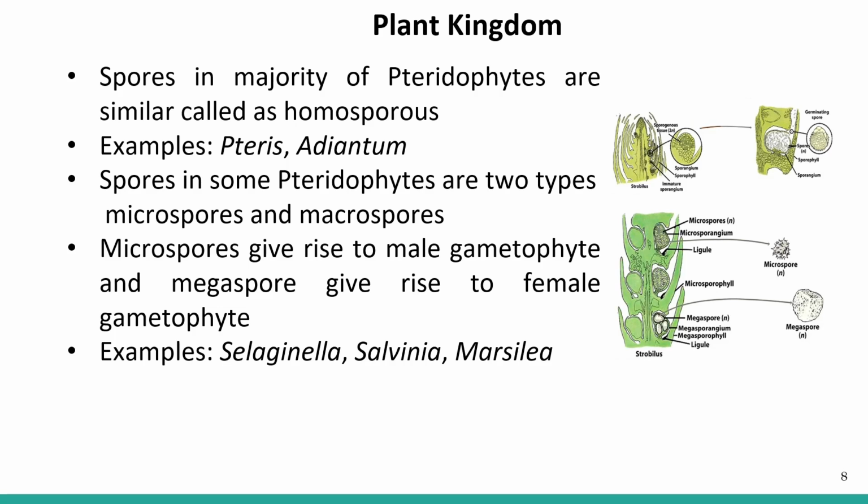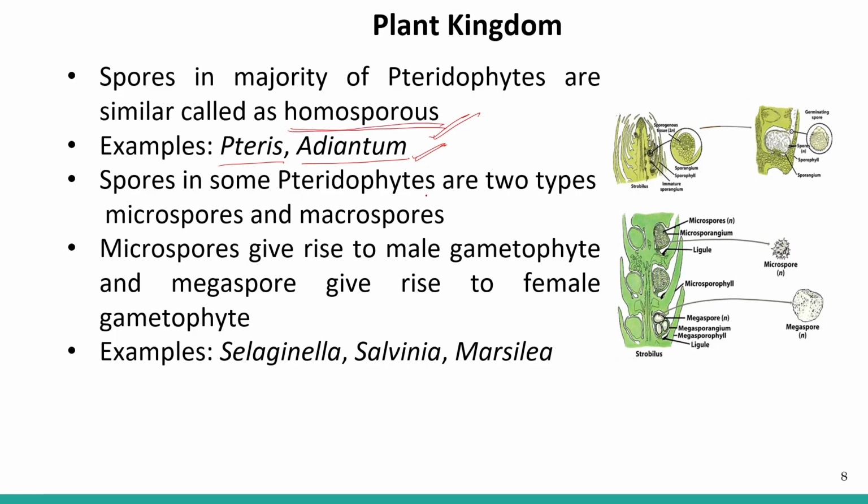Spores in the majority of the pteridophytes are similar. All are the same type. That is why they are called homosporous. Examples of the homosporous are Pteris and Adiantum. These are two ferns, and they bear just a single type of spore. That is why they are called homosporous.